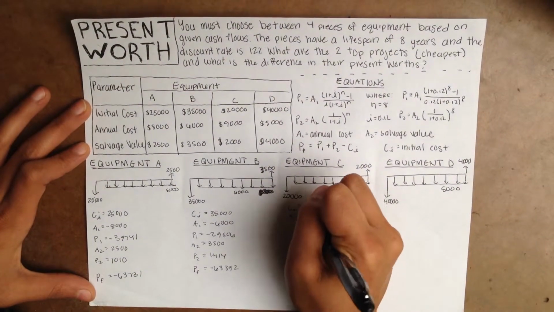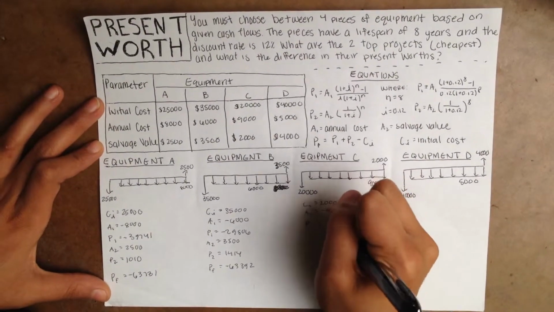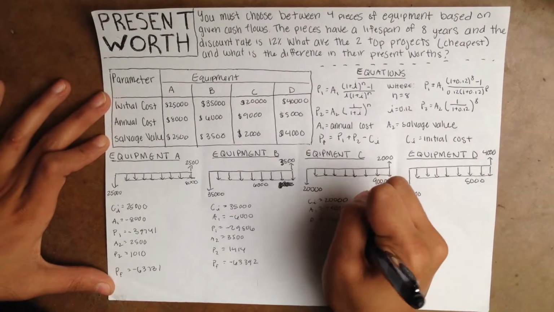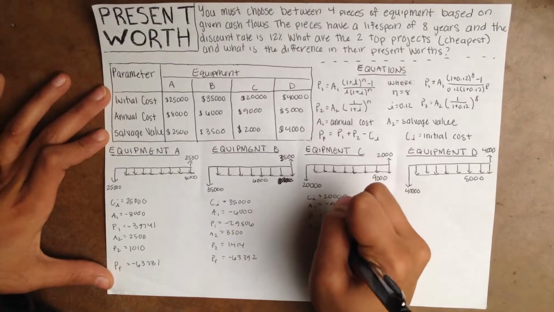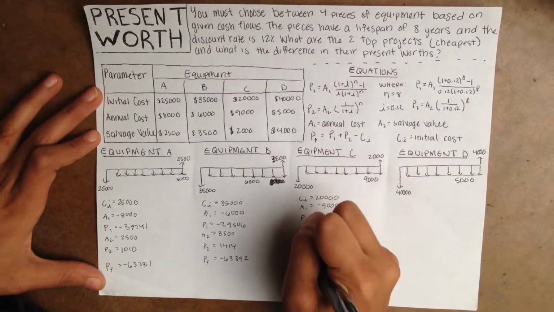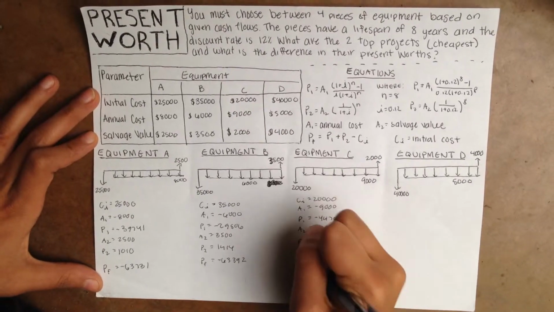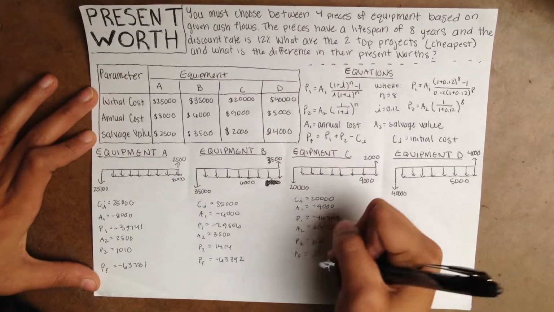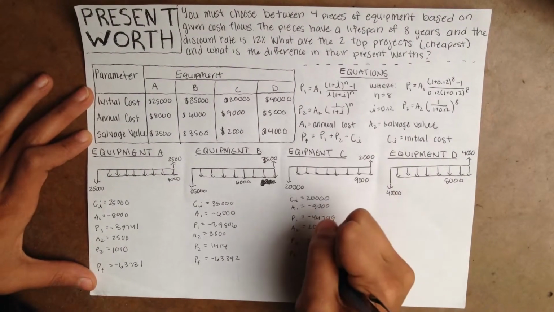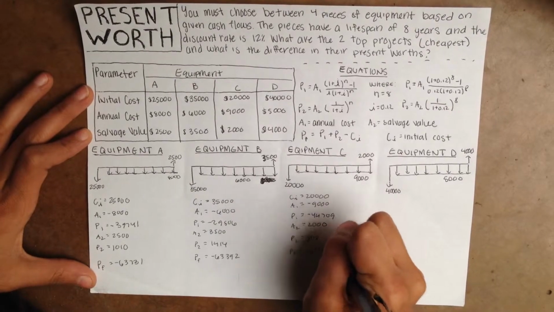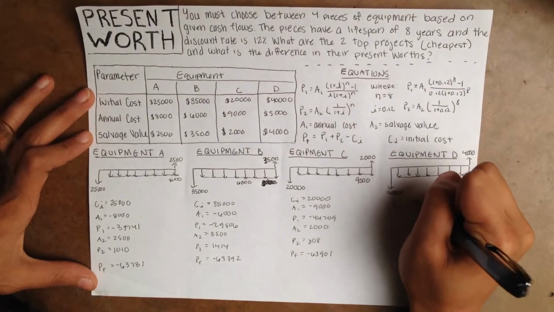Going to equipment C, we have an initial cost of $20,000. A1, our annual cost, is negative $9,000. By plugging that into the equation, we get P1 equals negative $44,709. And our salvage value, A2, equals $2,000. Plugging that into the equation, we get a P2 value of $808. And P final, by summing up our P1, P2, and C1, we get negative $63,901.